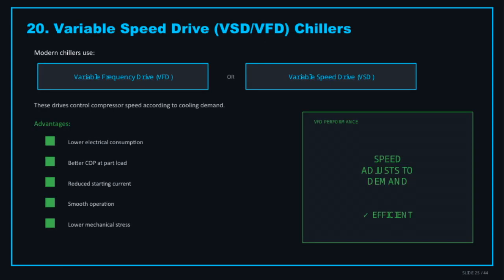Let's talk about efficiency and how modern chillers keep things running smoothly. These systems use variable speed drives, or VSDs, sometimes called variable frequency drives, VFDs. What they do is adjust compressor speed based on the actual cooling demand. That means less mechanical stress, smoother operation, and a lower starting current. Plus, they improve the coefficient of performance when running at part load, which cuts down electrical consumption. In short, they make chillers smarter and more efficient.